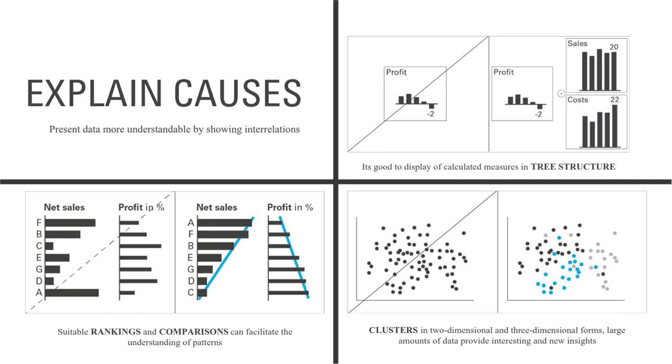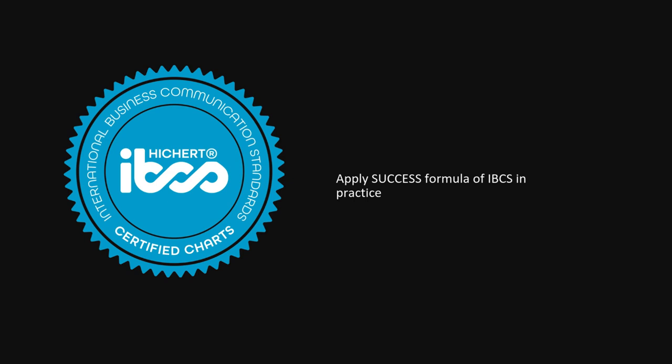Show the components behind a calculated result using a tree structure so the reader understands not just the outcome, but the formula that produced it. Use aligned rankings and connector lines to reveal the relationship between 2 attributes of the same entities, and apply cluster analysis to large data sets to surface the natural structure that averages and flat charts cannot show.